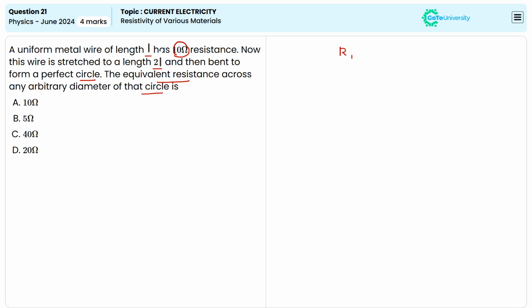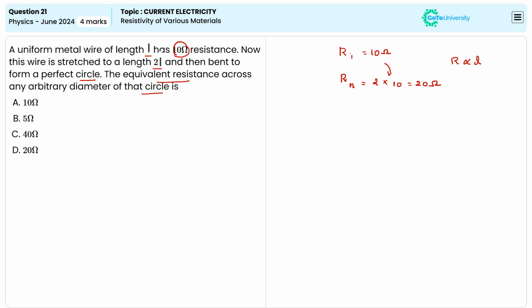The initial resistance value of the wire is 10 ohm. It's known that after stretching, the wire is stretched to double its original length. So the resistance doubles as well, because we know that the resistance is directly proportional to length. So here we can write the new resistance will be 2 times the initial one. So 2 times 10 will be 20 ohm.